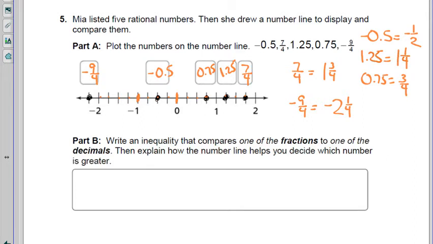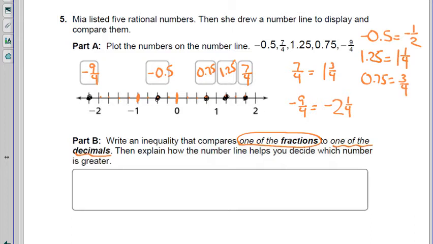Now part B is asking you to write an inequality. There's many that you can do, but you must compare one of the fractions to one of the decimals. So pick any fraction, any decimal, and compare them. Remember, the further to the left on the number line, the lesser the value. The further to the right, the greater the value. You're going to need to be able to put that into words yourself so that you can get full credit for this question. So I'm just going to pick the first 2.